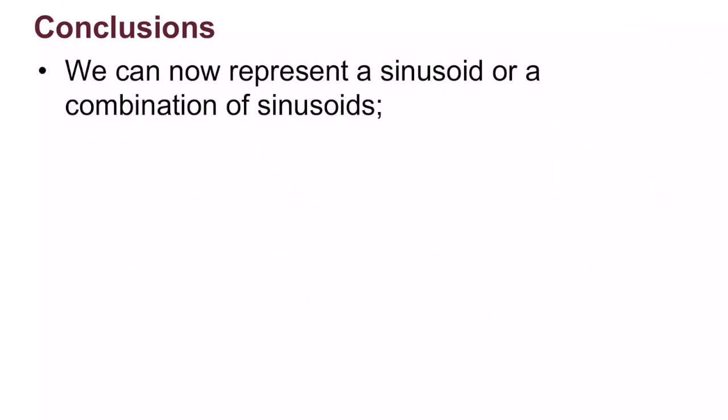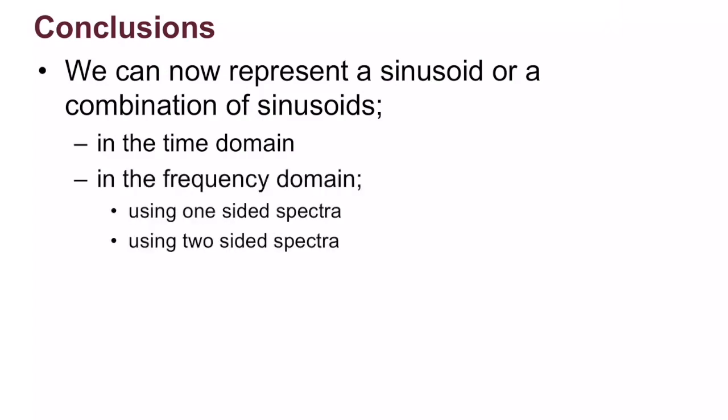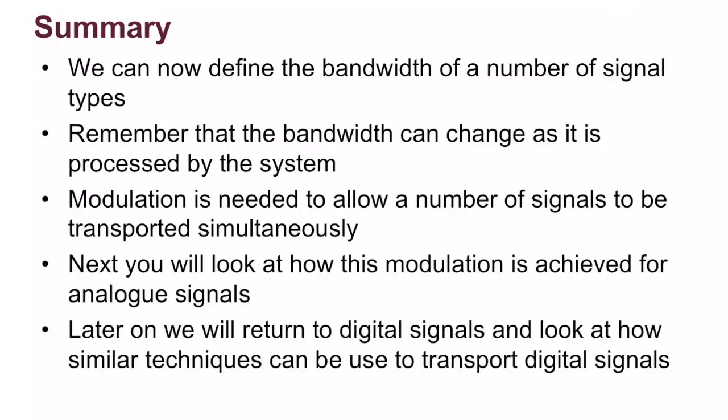So over these 3 sessions, we've looked at how we represent a sinusoid and combinations of sinusoids, because they're really our building blocks for how we describe our signals. And now we should be able to do that in the time domain and in the frequency domain using both one-sided and two-sided spectra, and mathematically express those using the complex exponential form. And we've also looked at how we define our signal types. We've looked at how we calculate our bandwidth and how we use Fourier to do that, and how we might need to use modulation to translate some of our signals. So in the session after Christmas, we'll return to digital signals and look at how we transport them.